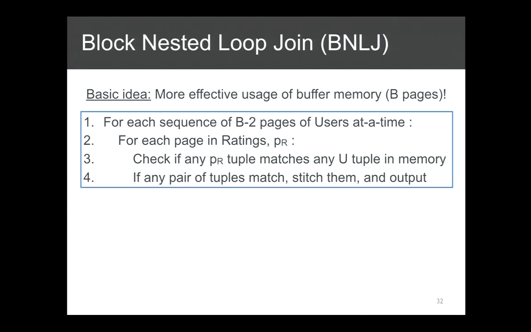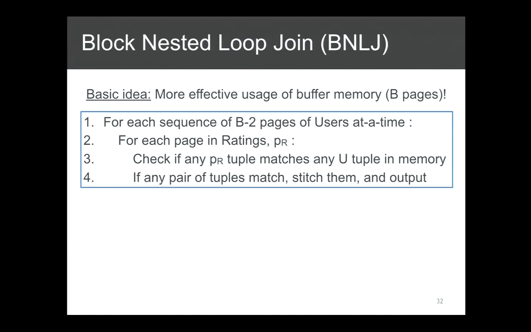So you read the sequence of B minus 2 pages. For each page in R, check if any tuple in this page of R matches any tuple of U that is in memory among these pages. So now you're doing, again, a full cross-product comparison, except the block of U that is in memory is much larger than the page of R. If any pair of tuples satisfies the join condition, stitch them, and then write them to the output buffer. And as the output buffer fills up, flush it to disk, and you get the temporary output.